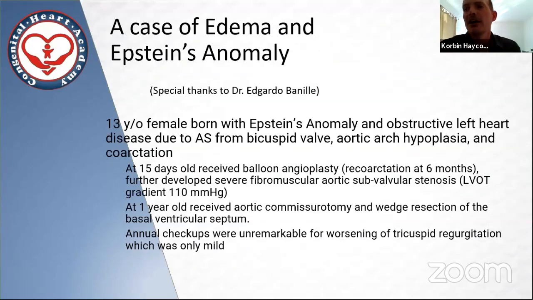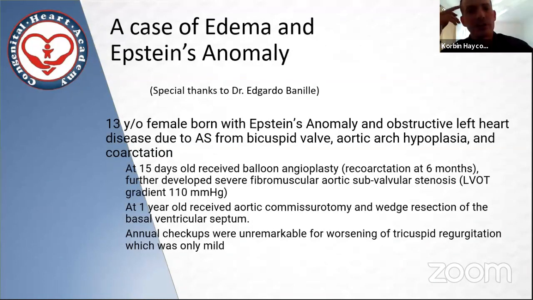Dr. Edgardo Banille showed me this case, and I want to try and show you how this might be relevant to congenital heart cases, since this is what this conference is about. This was a 13-year-old female who had Ebstein's anomaly combined with obstructive left heart disease due to both aortic stenosis from a bicuspid valve and aortic arch hypoplasia and coarctation.